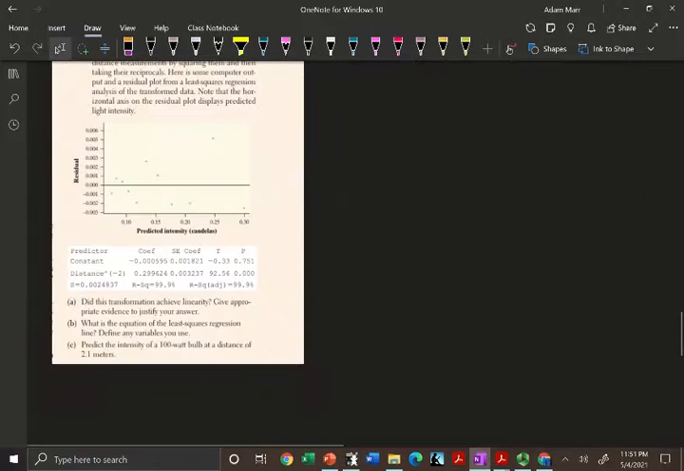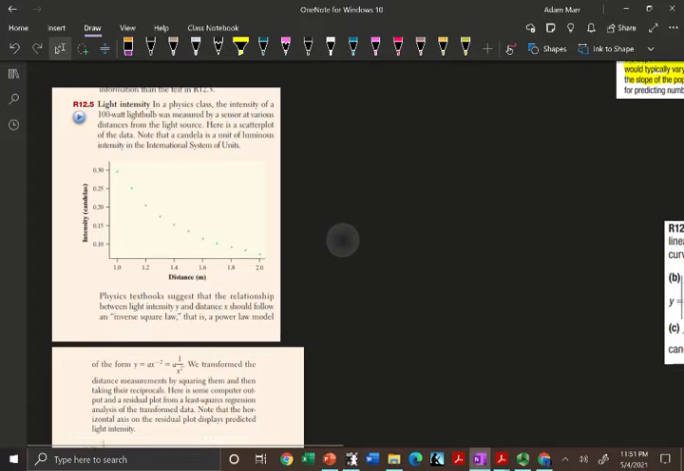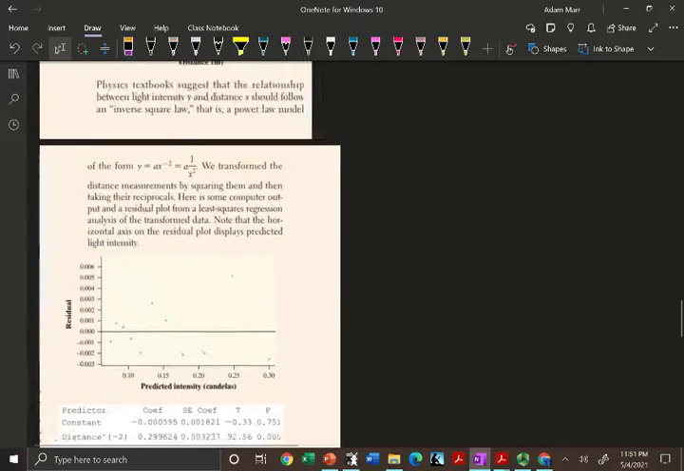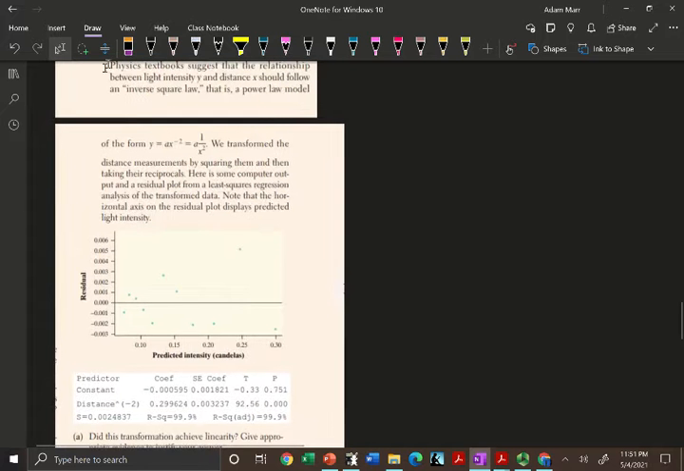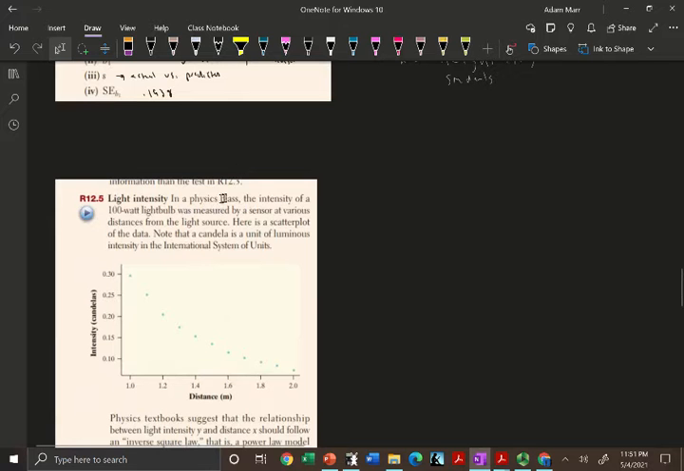12.5 right here. First, they said that they did a transformation, right? So right here, let's read the whole thing. In a physics class, the intensity of a 100-watt white light bulb was measured by a sensor at various distances. Here's the scatter plot. Note the candela is a unit of luminous intensity in the international system of units.